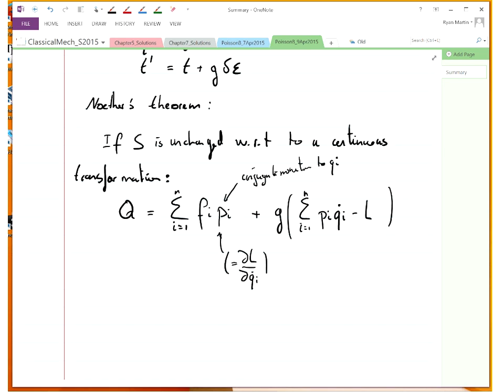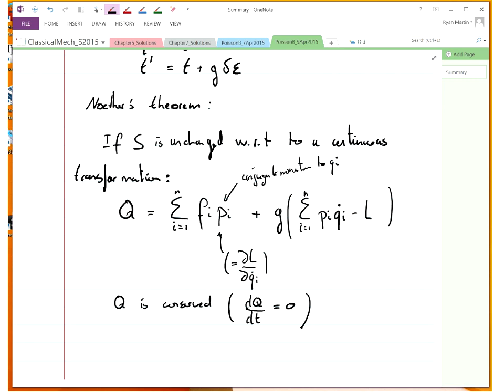Okay, so if the action, which is the integral of the Lagrangian, is unchanged with respect to a continuous transformation, then Q is conserved. By conserved, we mean it doesn't change with time, and mathematically that means that dQ/dt is equal to 0. You should really be thinking of those as synonyms. Something is conserved means its total time derivative is 0. Okay? So that's the general statement.